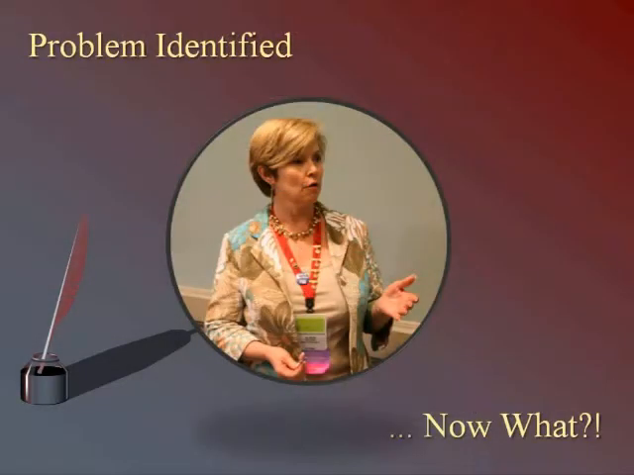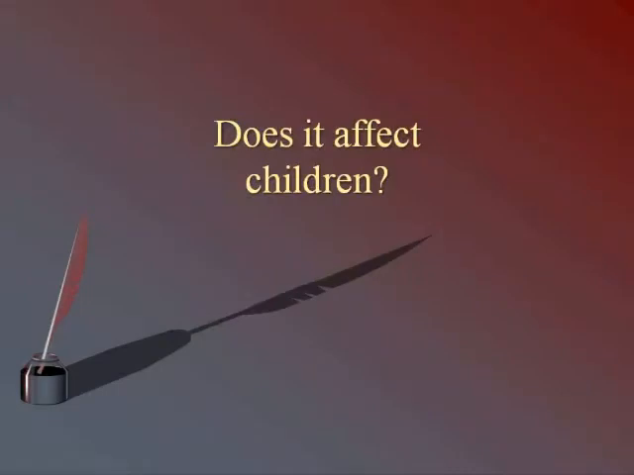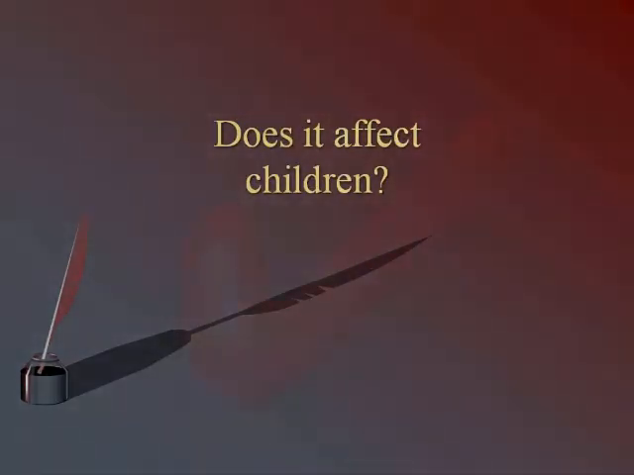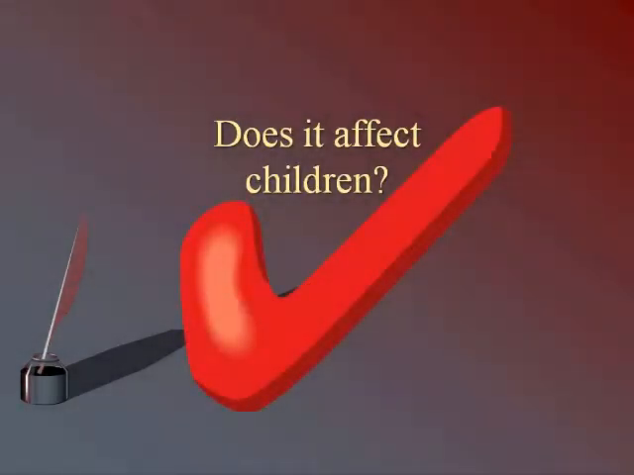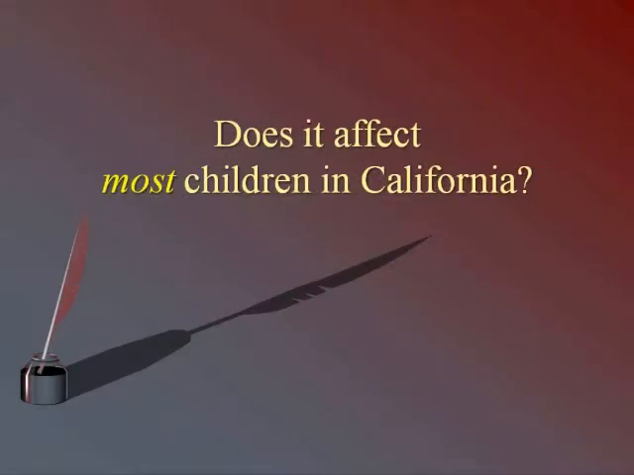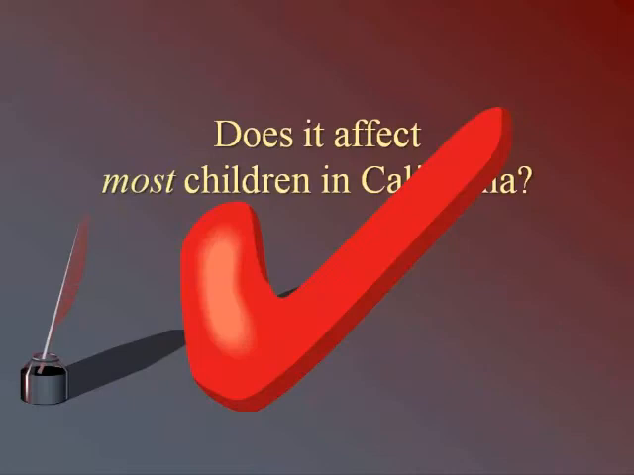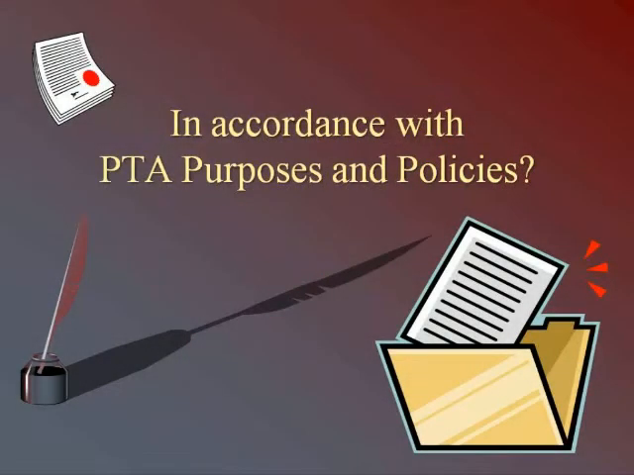Let's assume you have identified a problem or situation. Ask yourself these questions. Does it affect children? Well, because we are an organization dealing with children's issues, we're going to assume that it does. Okay, does it affect all or most of the kids in California? Well, let's assume it does also, and your research will confirm this. Is it in accordance with PTA purposes and policies? Now where can we find this information?